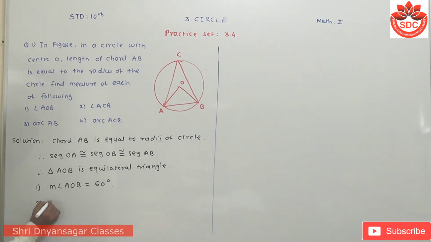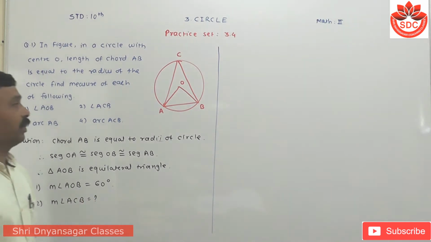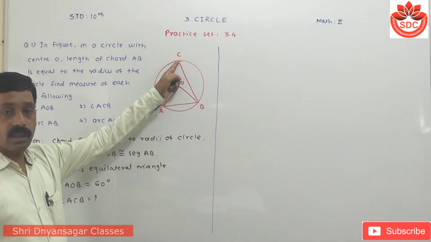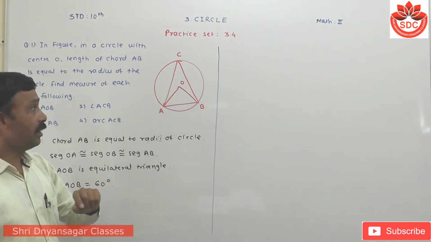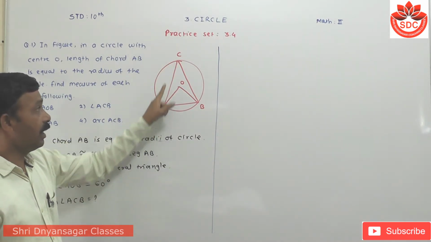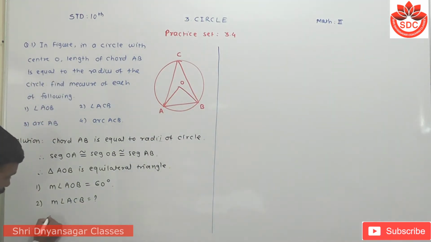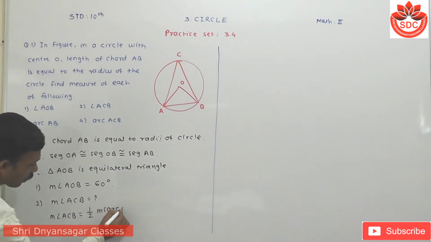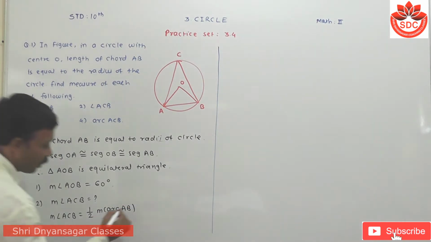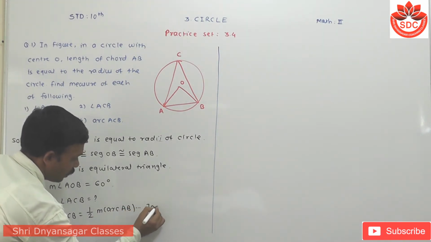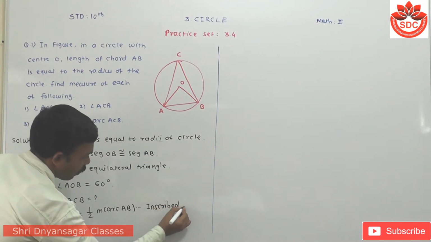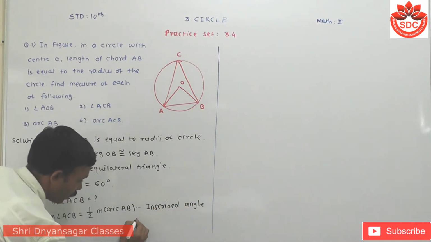Second, the measure of angle ACB. Look here, the vertex of the angle lies on the circle. So by using the inscribed angle theorem, I have to write that the measure of angle ACB is equal to half of this arc. Measure of angle ACB is equal to half of the measure of arc AB, because by the inscribed angle theorem.